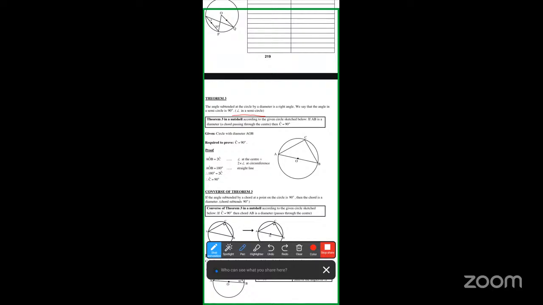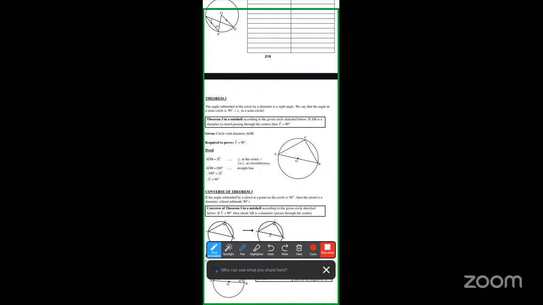So according to the given circle sketched below, if AB is a diameter, we know what a diameter is, then that implies that AC is perpendicular to CB, meaning that angle C is 90 degrees. Then it also has the proof for you guys to go read it and practice it more and more until you master it.